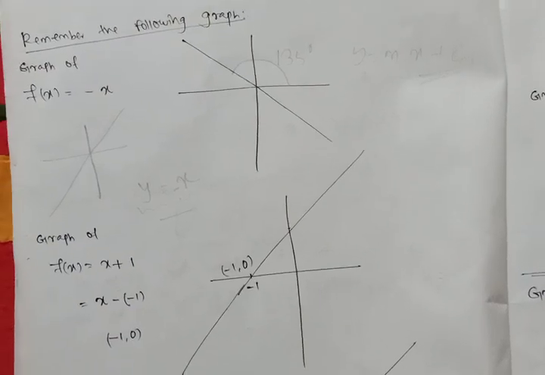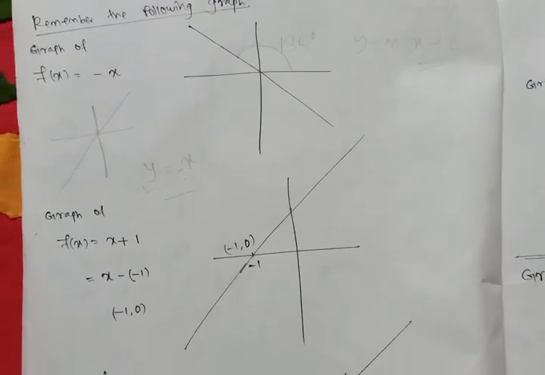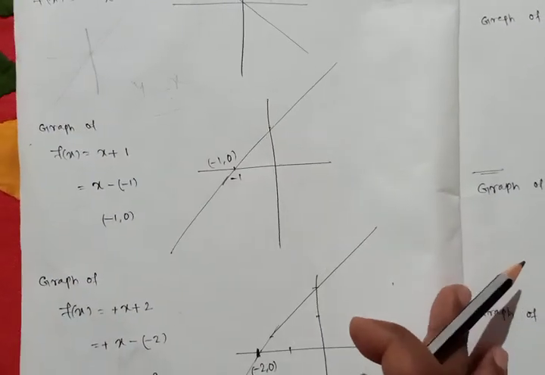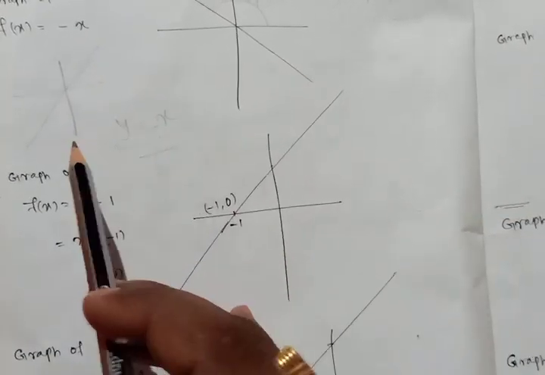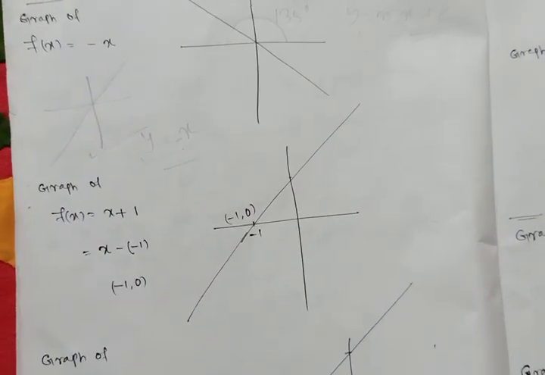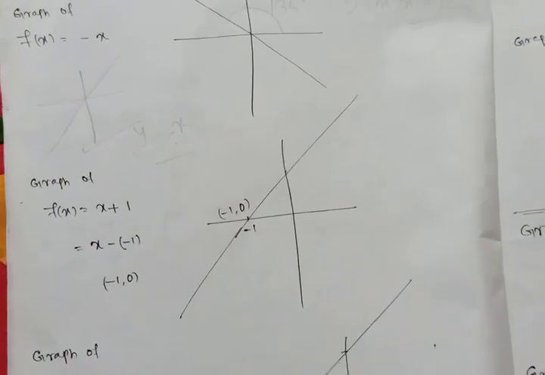Now come to the graph of x plus 1. If you know that the graph of y equal to x, or f of x equal to x, is okay, here it is f of x equal to x plus 1.